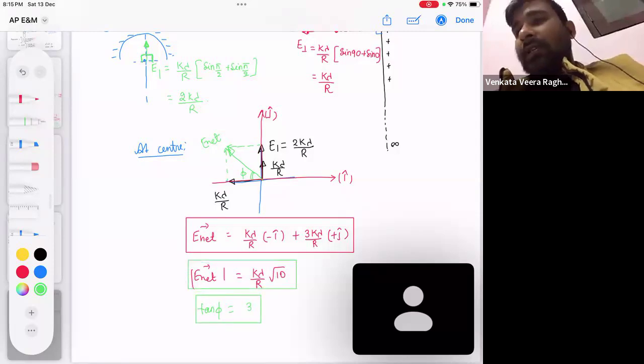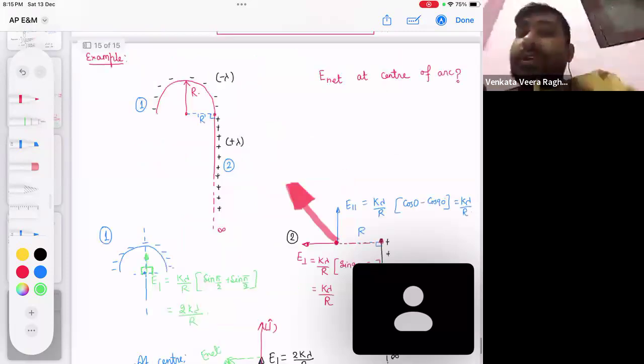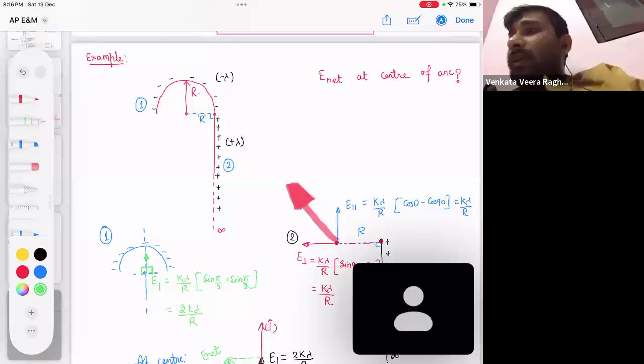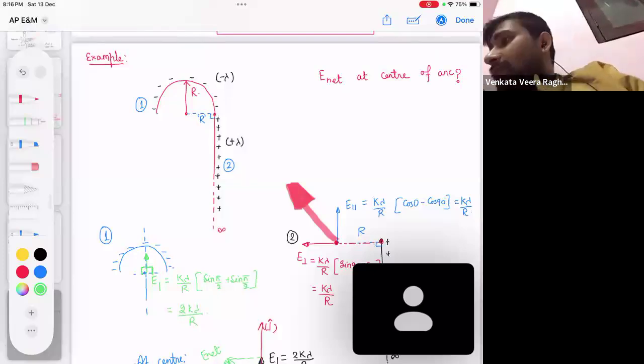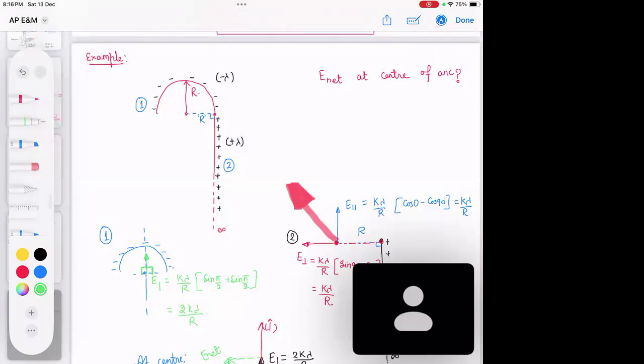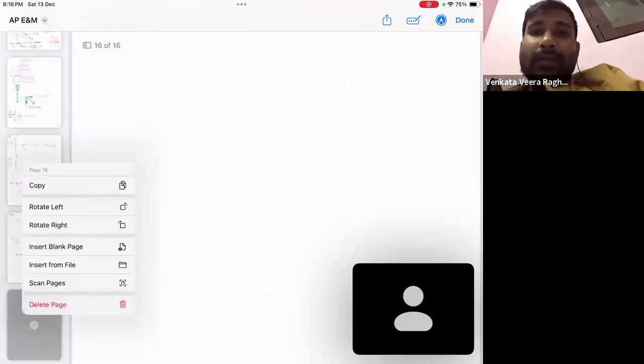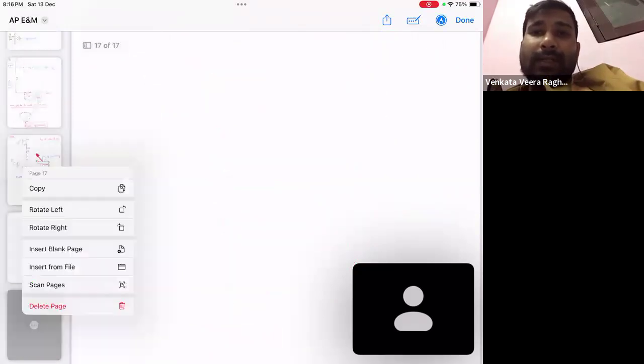But what we have learned in this question is that it's a combination of a circular arc and a straight segment. That's why we calculated the field due to the circular arc and the field due to the straight segment. Did all of you understand this question? Let's discuss the next example now. Let's discuss two, three more examples on that.